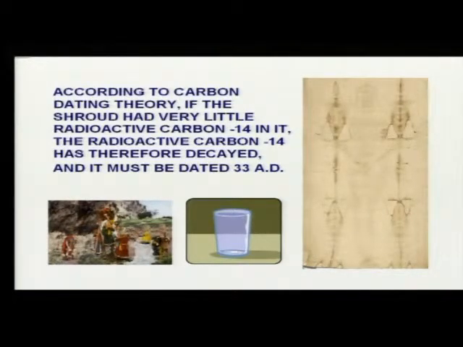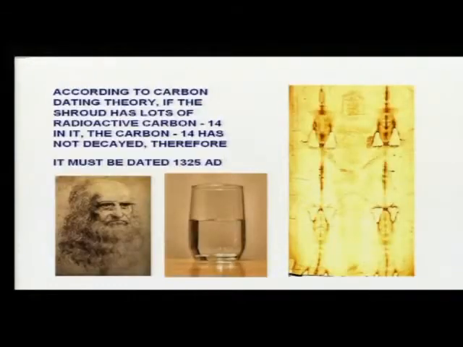So on the right, they have a very pale shroud, which indicates that there's very little radioactive C14 in it. The glass is empty, and that would be a 33 AD shroud. But what they actually found was a very bright shroud, indicating lots and lots of radioactivity. There's a glass half full to illustrate we're talking about lots and lots of radioactivity in this shroud, and therefore they say that according to the laws of carbon dating, it must be medieval, and maybe, they haven't actually said, but a lot of people say that Leonardo da Vinci created the shroud.